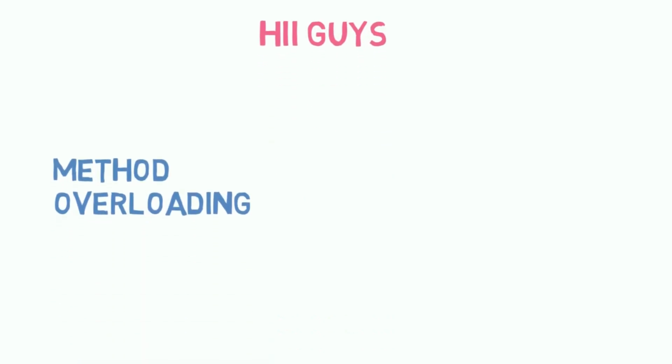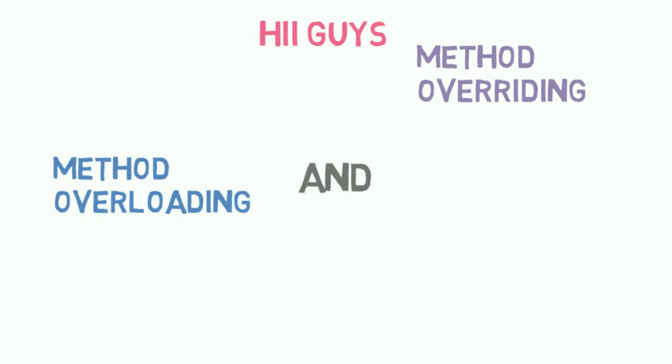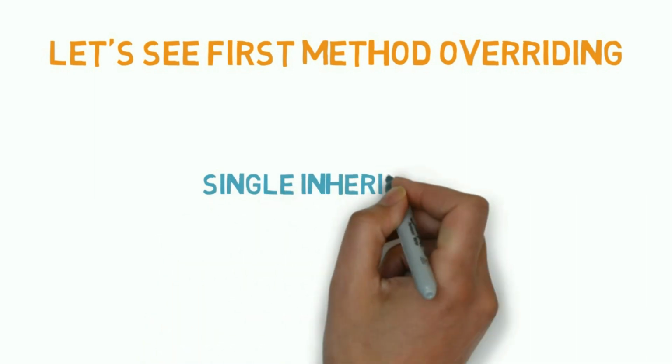Hi guys, in this video we'll see the difference between method overloading and method overriding. Let's see first method overriding, and for that we need single inheritance. Let's create two classes A and B.